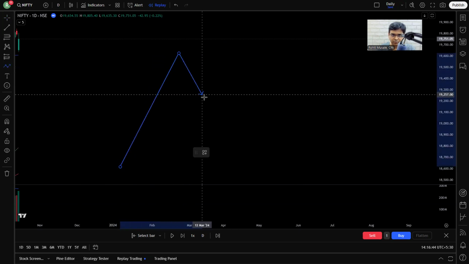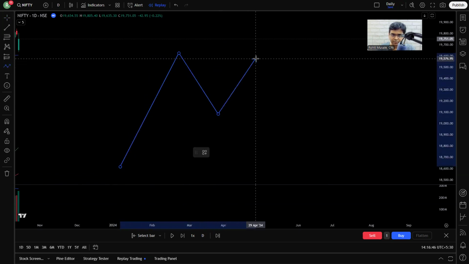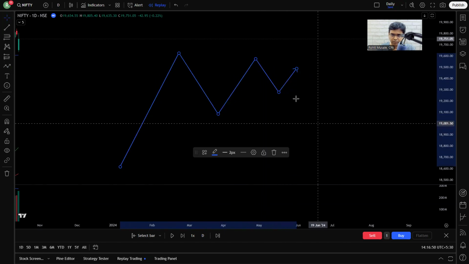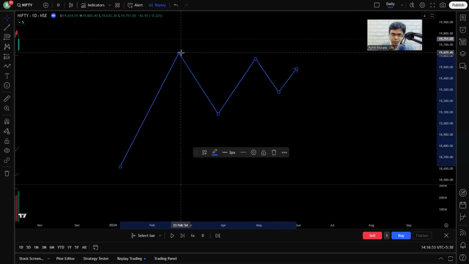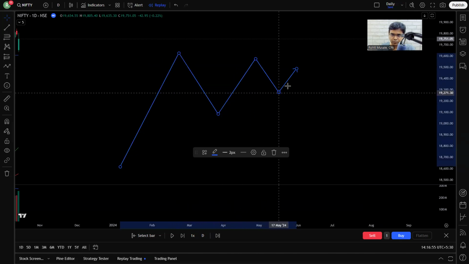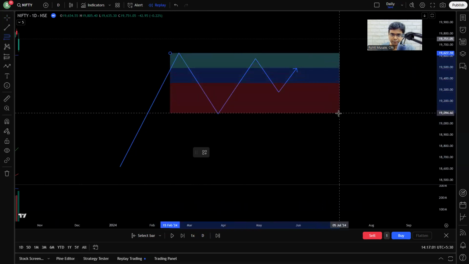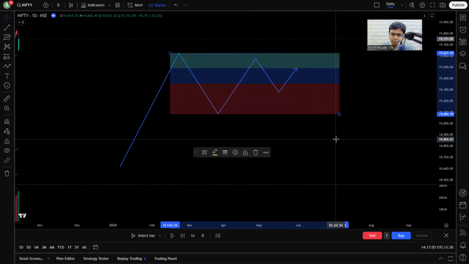So let's draw a 5 point base. 3, 4. How many points in the base? 5. 1, 2, 3, 4, 5. Let's draw the base. Now, what happens the next day is very important.